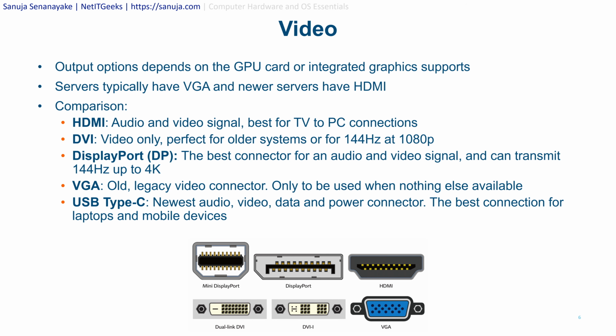DVI supports video only and is perfect for older systems that want to get 144 Hertz at 1080p, because VGA cannot do that. So that's why DVI came into play. DisplayPort, also known as DP, is the best connector for an audio and video signal and can transmit 144 Hertz, but this time DisplayPort can support all the way up to 4K. So not only can it support 144 Hertz at 1080p, but it can also support 144 Hertz all the way up to 4K. VGA is an old legacy video connector, only to be used when nothing else is available.